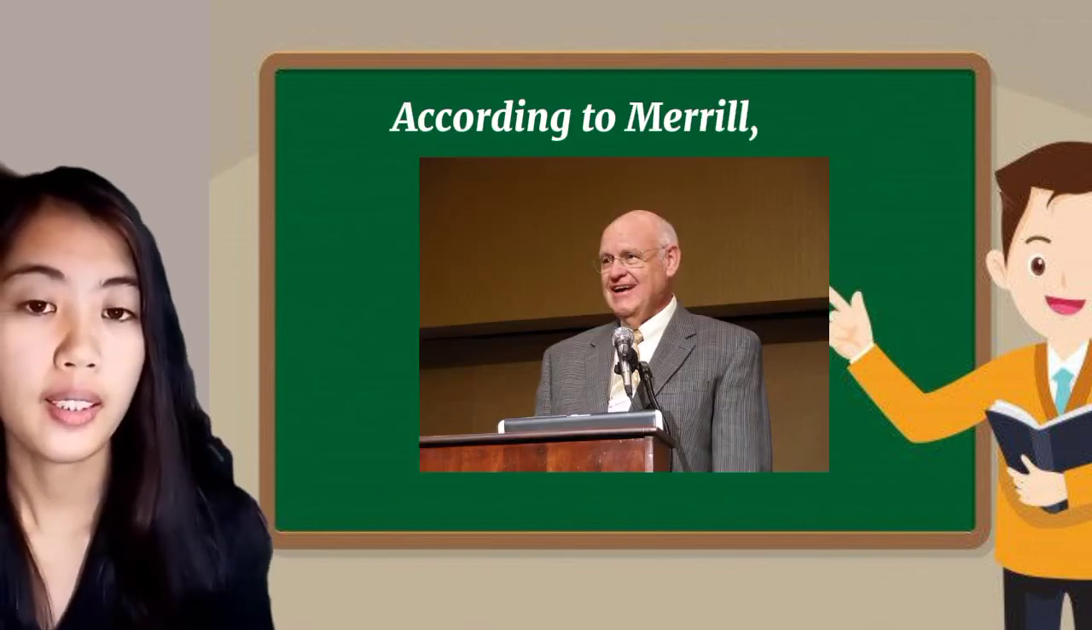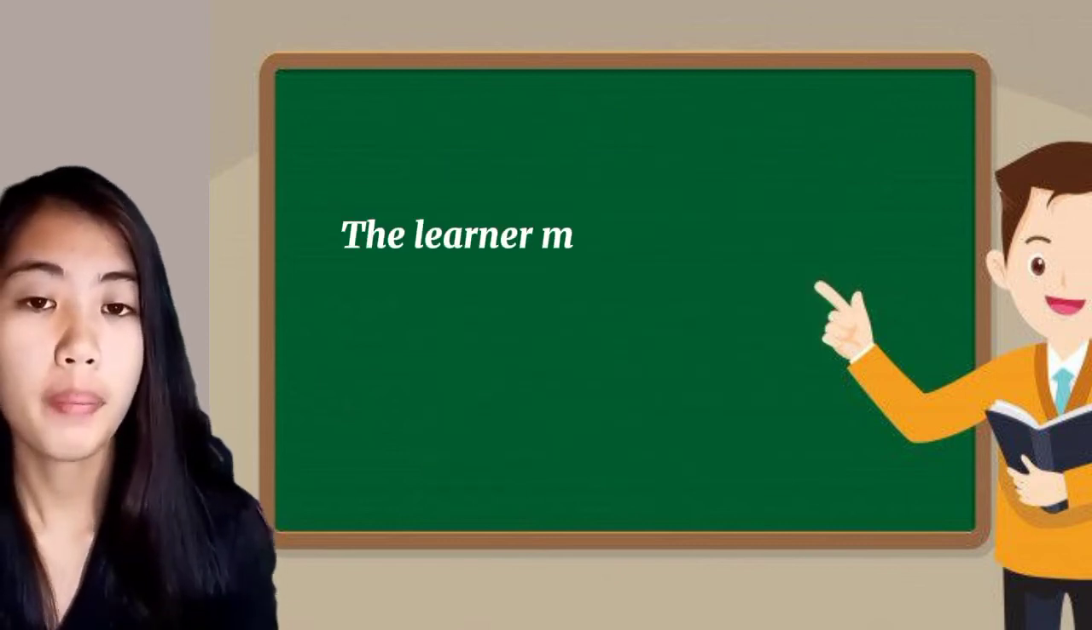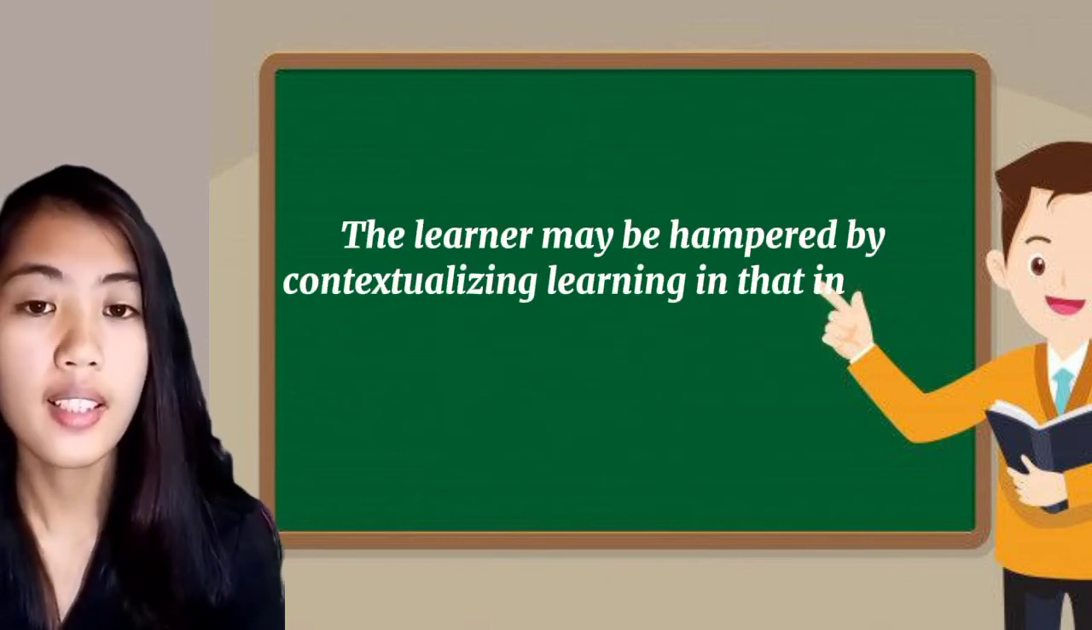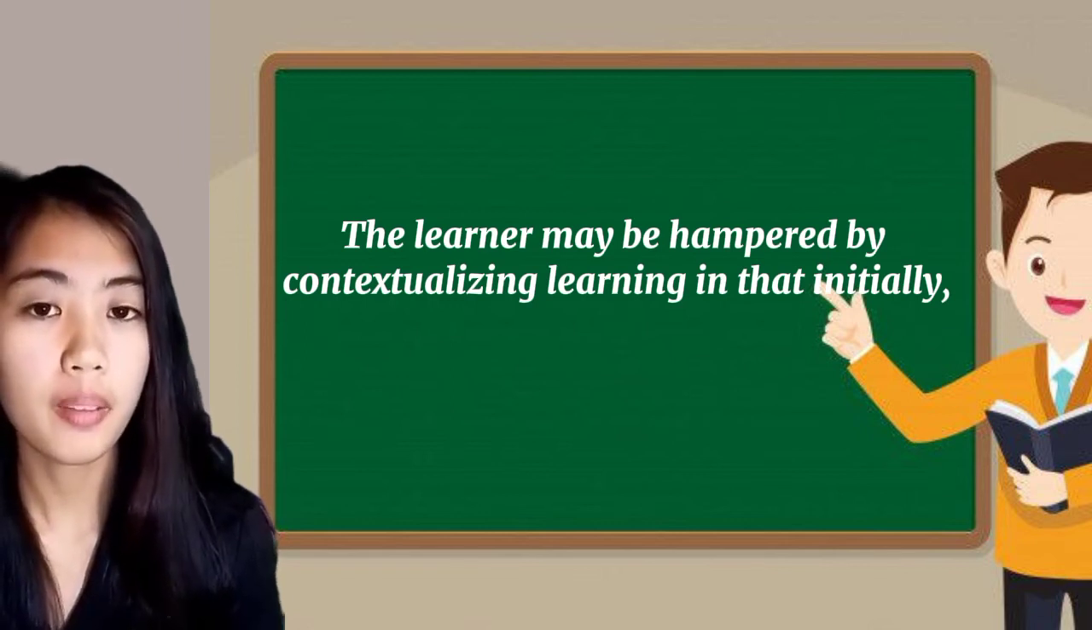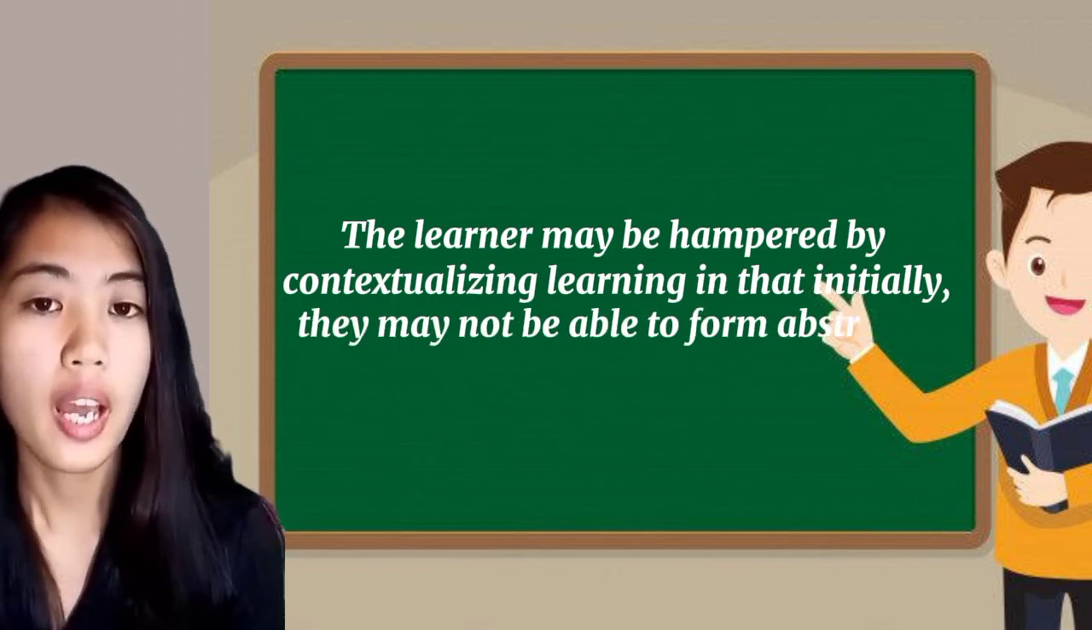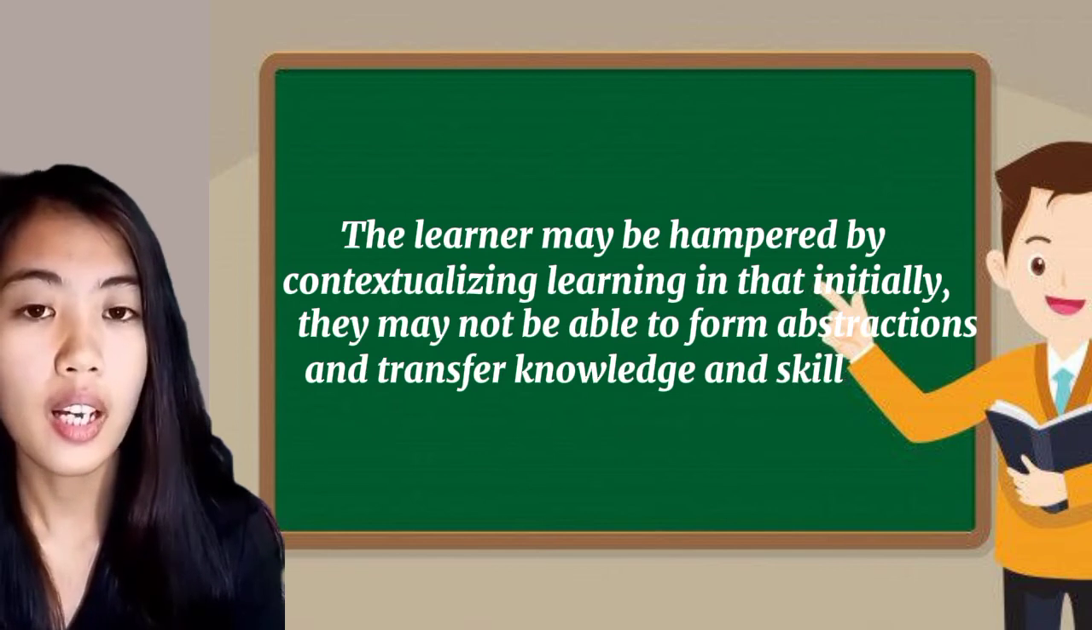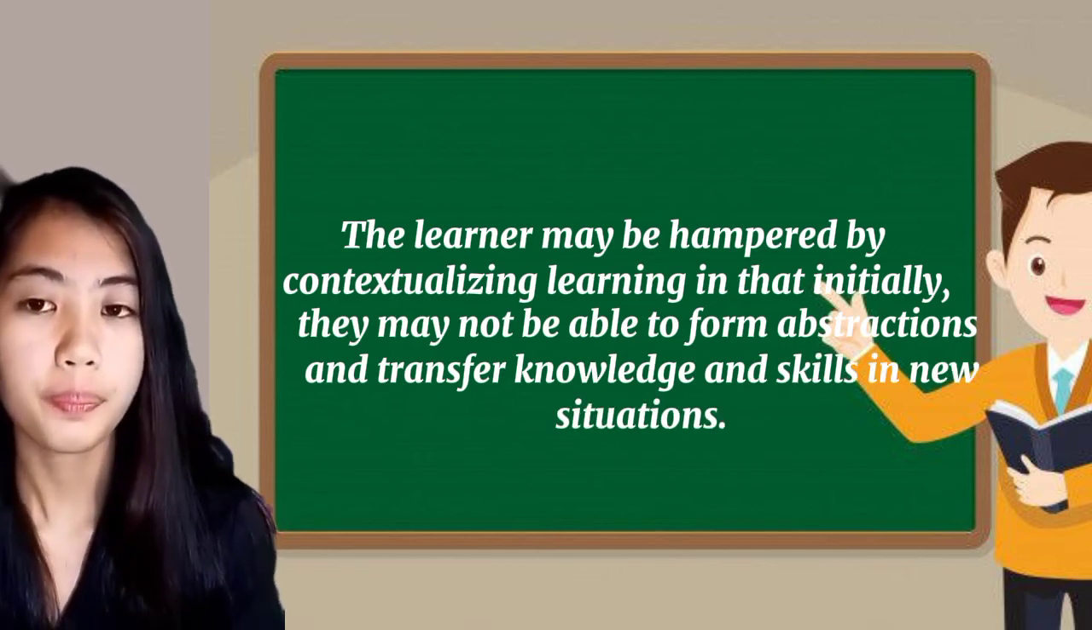According to Merrill 1991, the learner may be hampered by contextualizing learning in that, at least initially, they may not be able to form abstraction and transfer knowledge and skills in new situations.